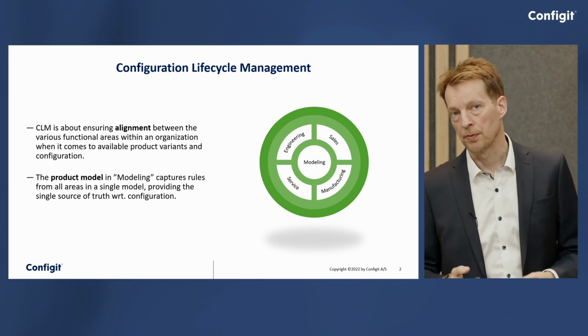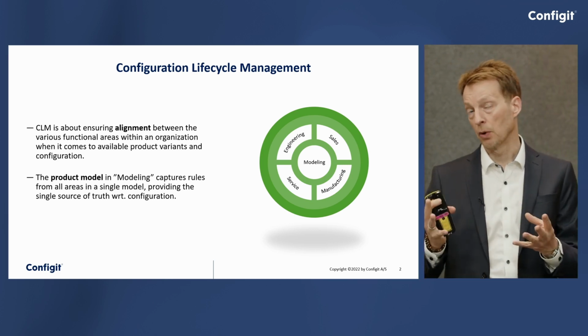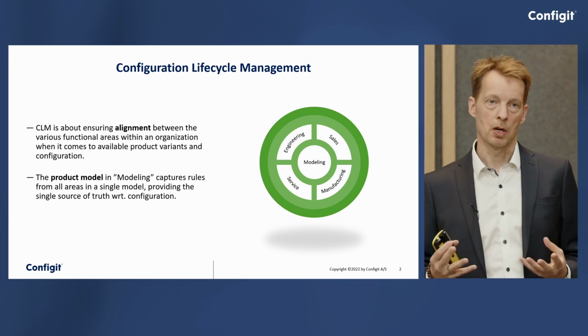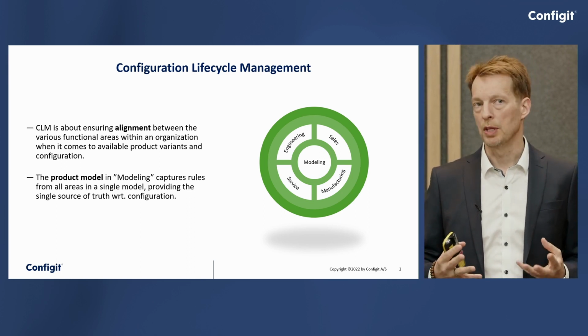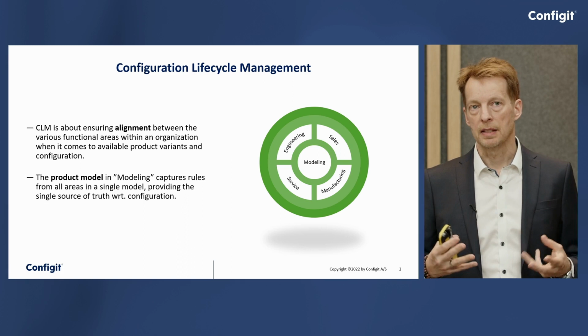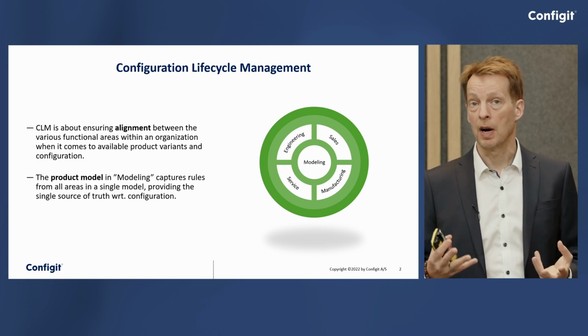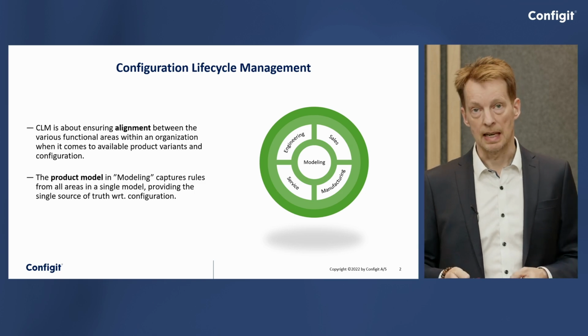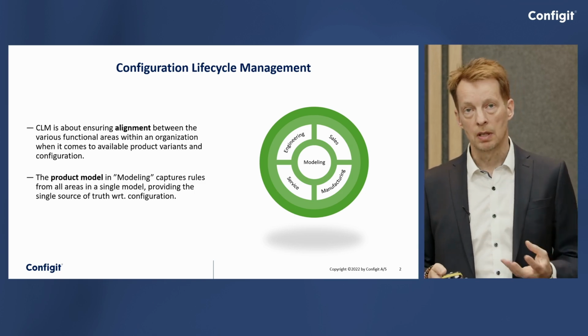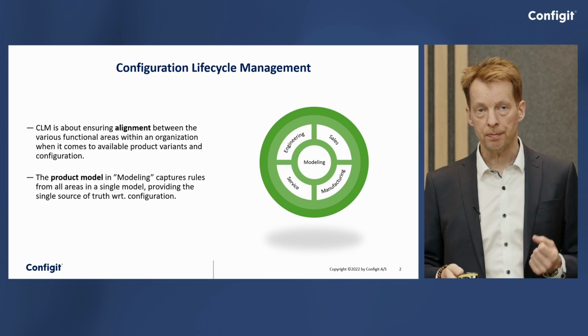In the center of the CLM diagram here, we have the concept of modeling, and modeling for us is the center of what we do. That is where you create these product models that define the variability of the products. And that is the key activity to enable this alignment.